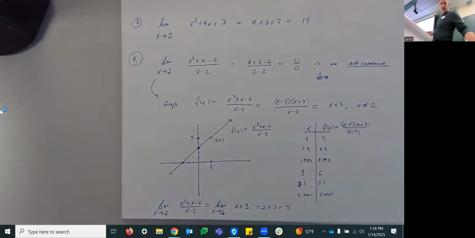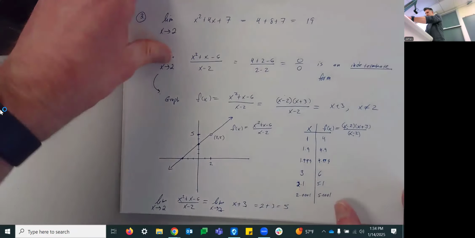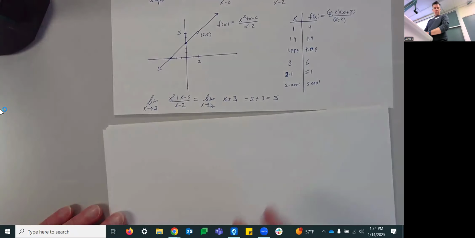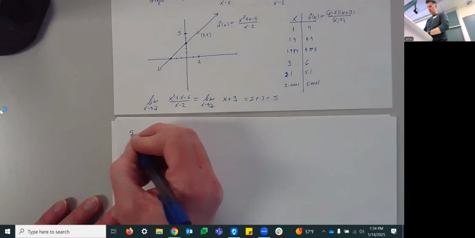Let's see, what else have I got on? Okay, so I've got lots of examples. Let me give you some here, and then we'll circle back around and talk about some of these limit rules.